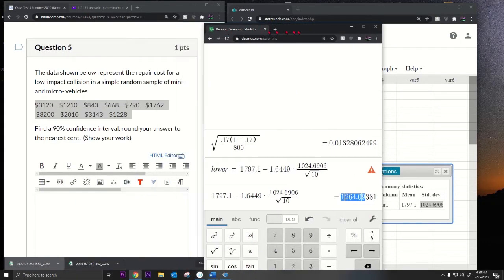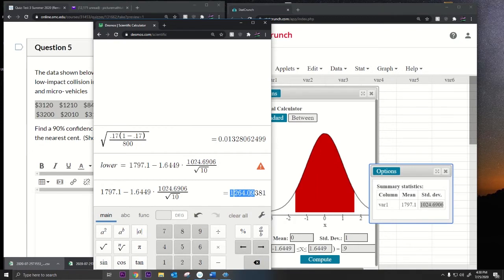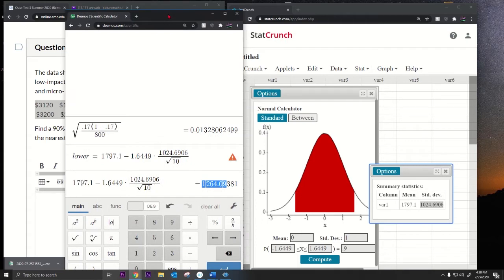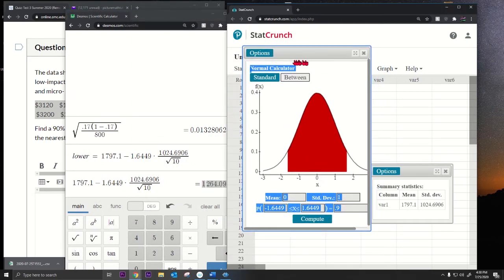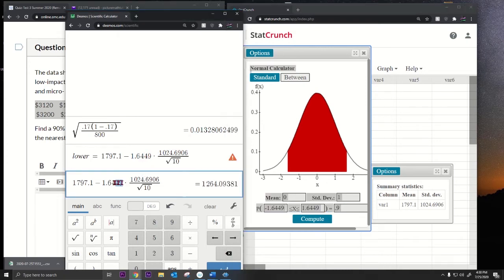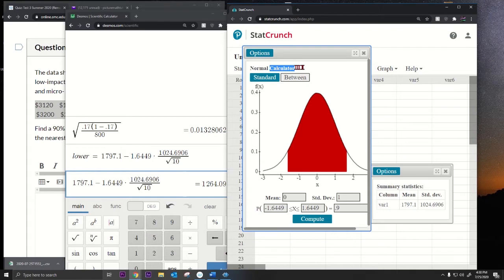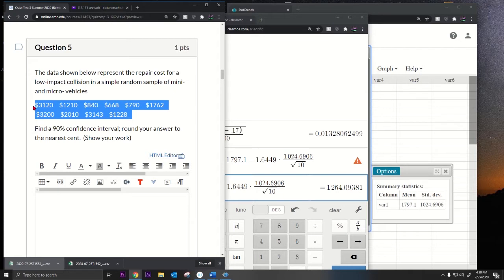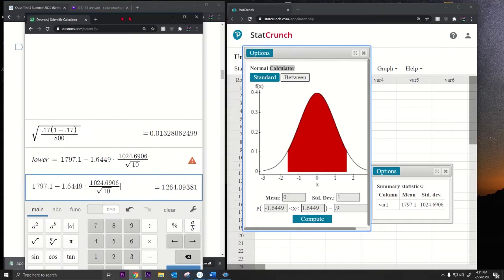What number is this? Number 5. Double check it. Okay, so I realized that I used the normal calculator instead of the t distribution calculator. I'm glad I checked this, because this value here, 1.645, is wrong. I need to use the t calculator because we don't know sigma. Like I said earlier, we don't know sigma. We have to use s. We estimate sigma with s. Therefore, we're dealing with the t distribution.